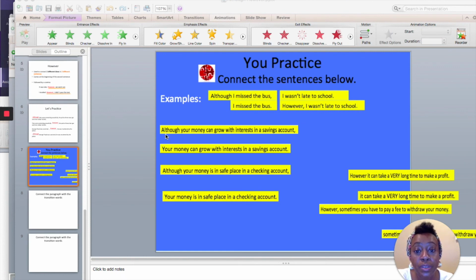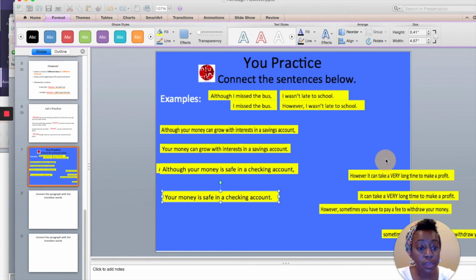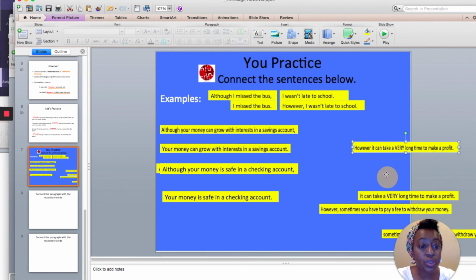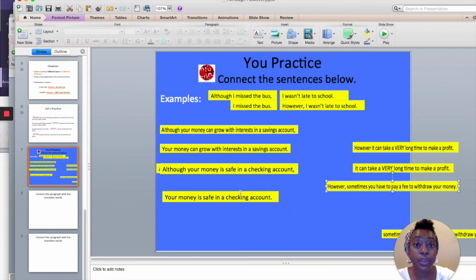The first one says, although your money can grow with interest in a savings account, that's not a complete sentence. Your money can grow with interest in a savings account, that's a complete sentence. Although your money is safe in a checking account, not a complete sentence. And then the last one says your money is safe in a checking account, so that is a complete sentence. So what you need to do next is take a look at these clauses or sentences here, and I want you to connect them to these over here.